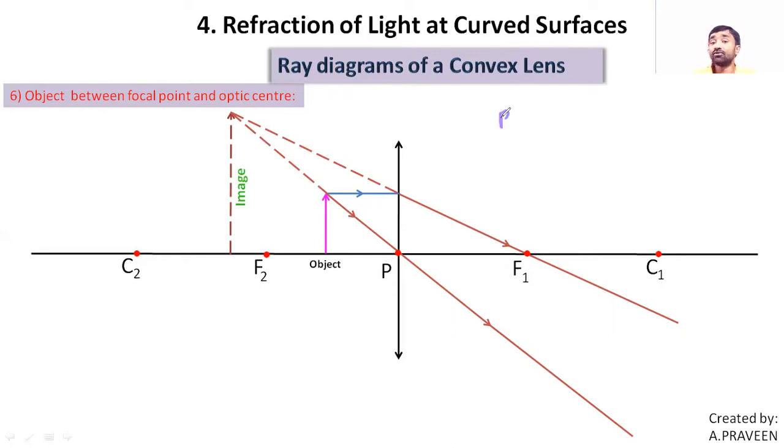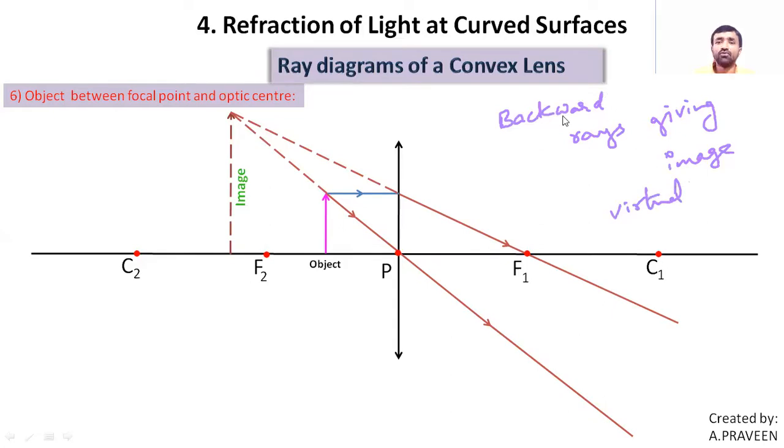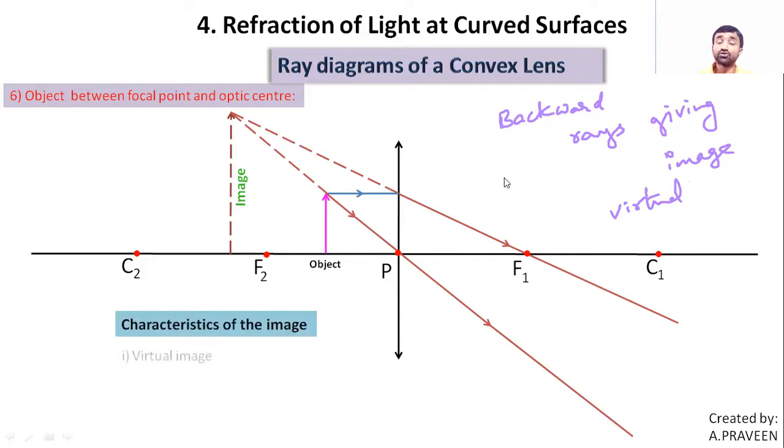No. By backward rays we got an image. Right? Backward rays, I got the image. So backward rays giving the image in this case. So this type of image is a virtual image. So we can write the characteristics: virtual image is always an erect image. Then the image faces the same way as the object, so that image is a magnified and erect image.